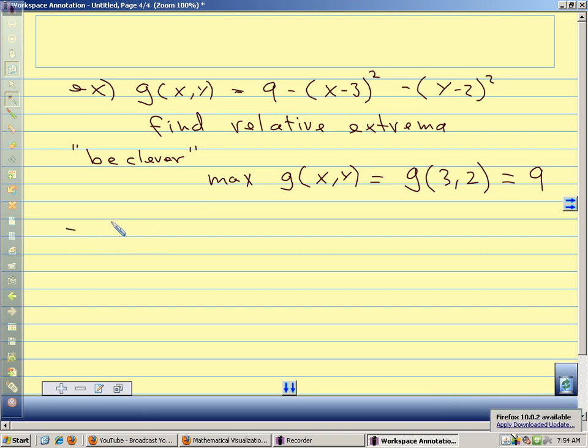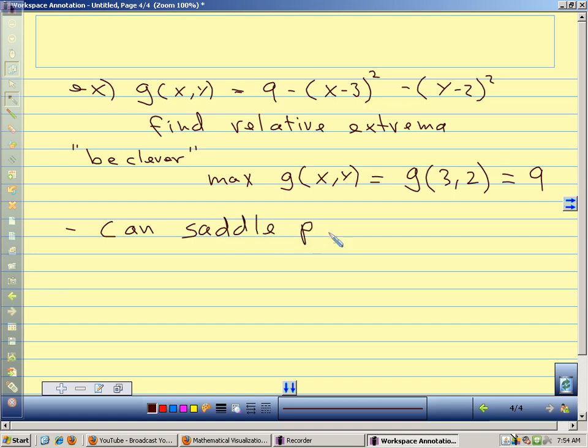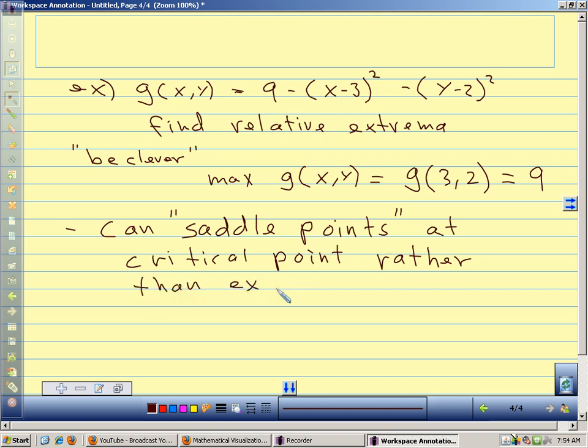So we can have saddle points at critical points, rather than extrema. So we need to figure out how to determine if we have an extrema or if we have a saddle point. So with single variable functions, how did we do that?